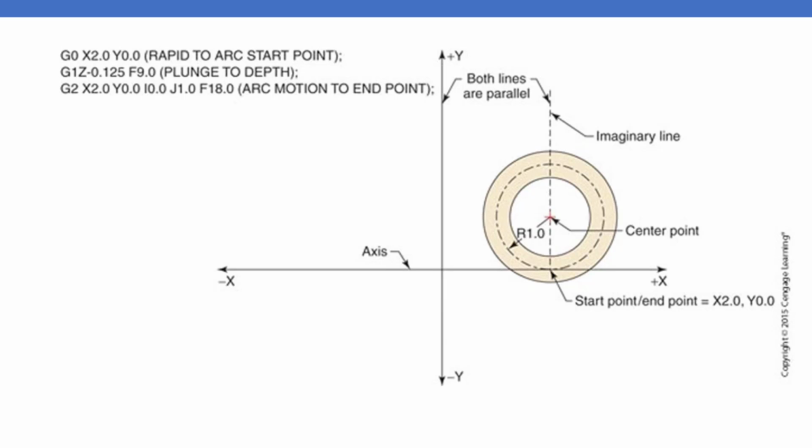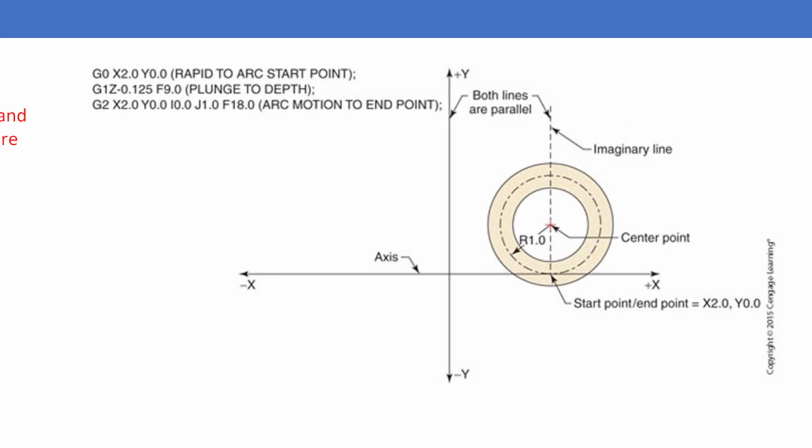And now I'm going to do a circle, or an arc, that finishes at X2, Y0. Now in this instance, I give it an I. There's no movement in X, so the center of my circle is directly above my start point. So I is 0, J is that radius 1, and the feed rate is 18. And it will cut this entire circle around and go to its finish point.